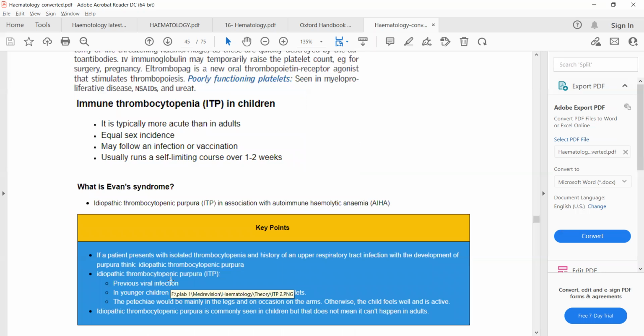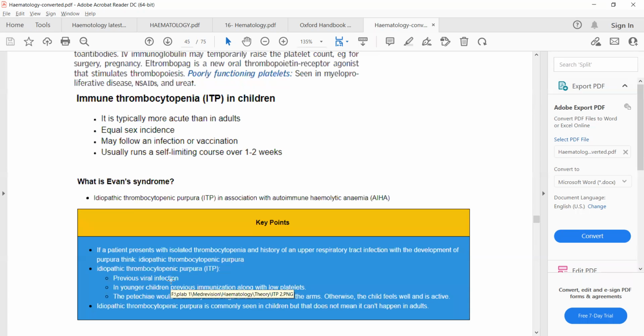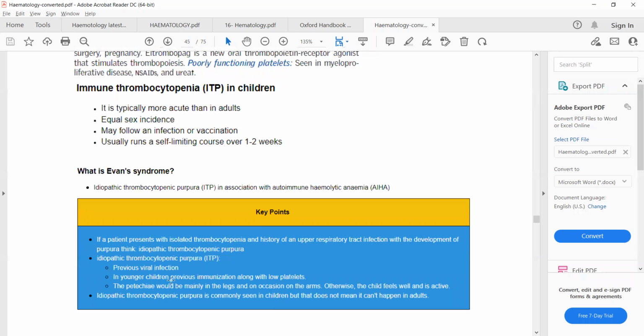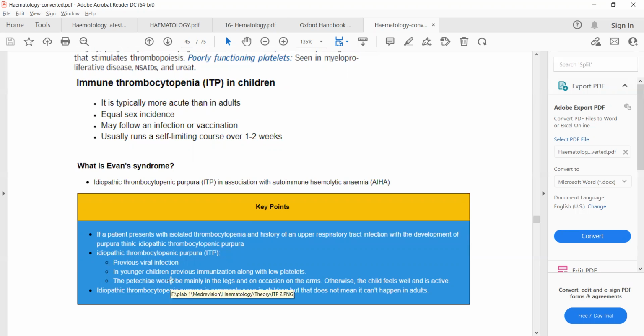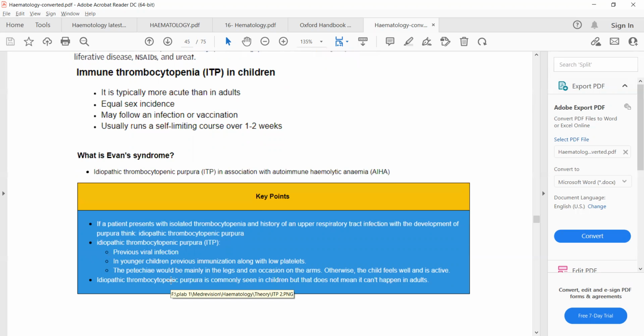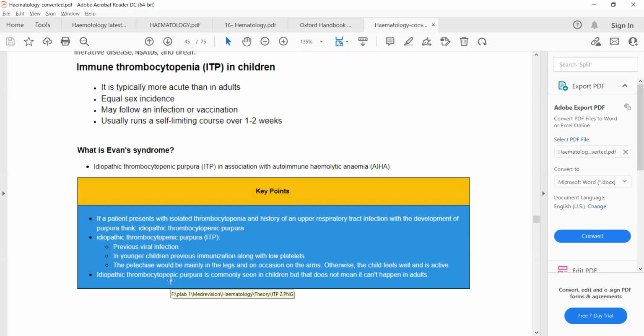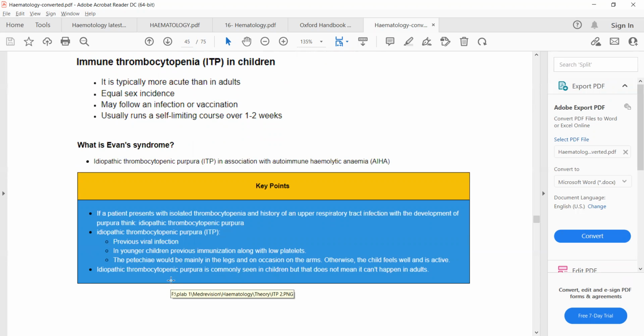ITP usually is common in children, and it is typically acute in children, while in adults it presents in a chronic form. And ITP usually occurs after an upper respiratory tract infection or even after vaccination. Some children can develop ITP. It is a self-limiting disease which usually resolves 1 to 2 weeks after its onset.